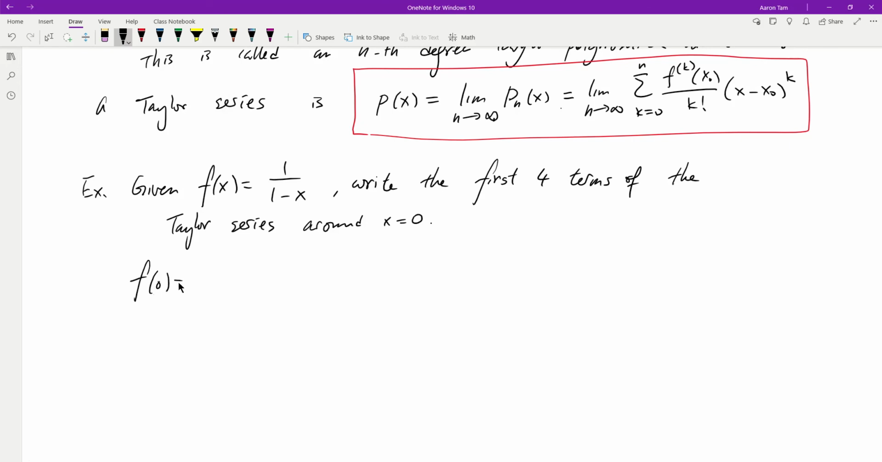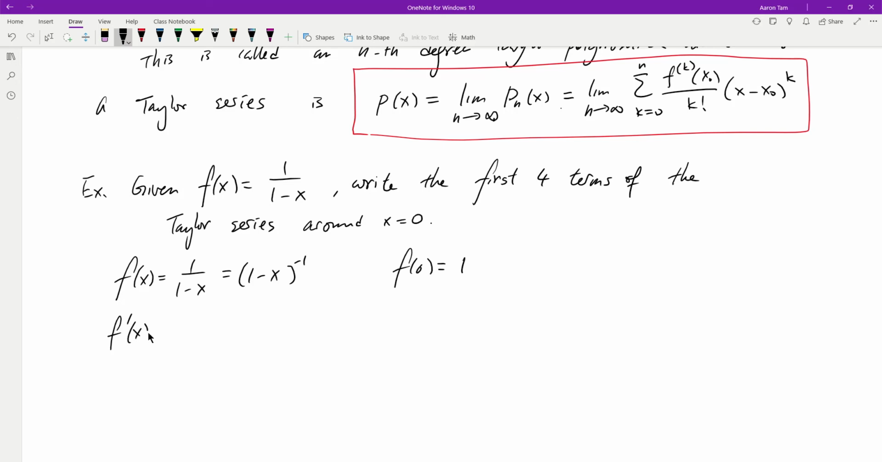So let's start with f of 0. f of 0 is 1 minus 0, which is just 1. So that one is easy. Actually, maybe I'll do this. I'm going to put down f of x first, which is 1 over 1 minus x, which I would write as 1 minus x to the negative 1. And then f of 0 will just become 1 minus 0 to the negative 1, which is 1.